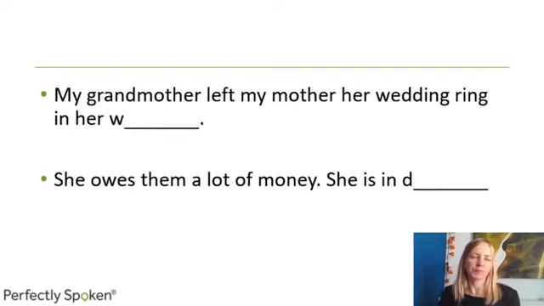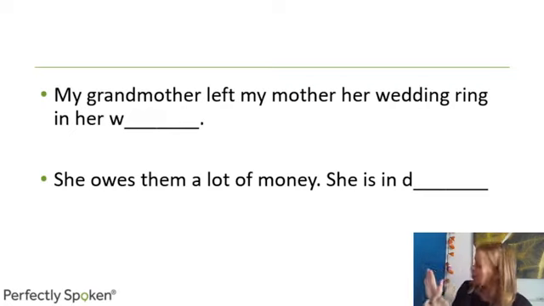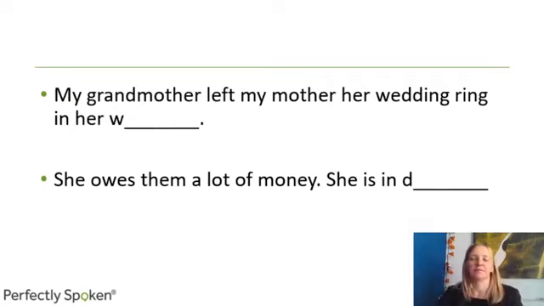Okay, next one. My grandmother left me her wedding ring in her. So my grandmother died and there was an official legal document that said, Natalie has my wedding ring. Okay, so that is called in her will. Notice it's the same as will as in future or possibility, but here it's a noun. Okay, it's a noun, a will. Okay, she owes them a lot of money. She is in.